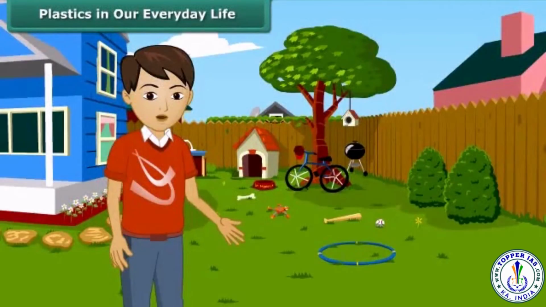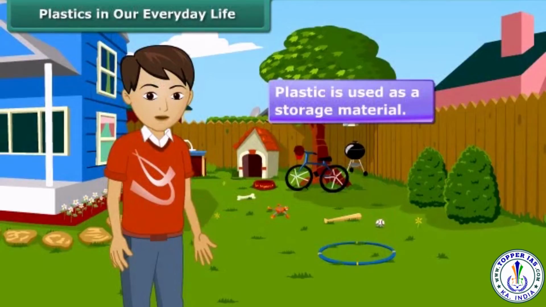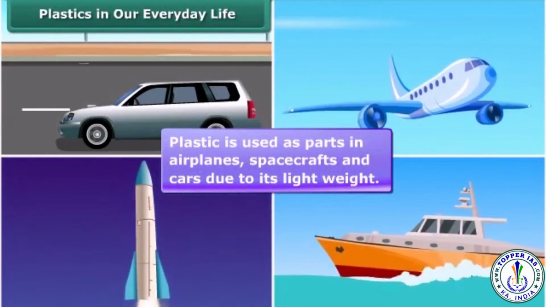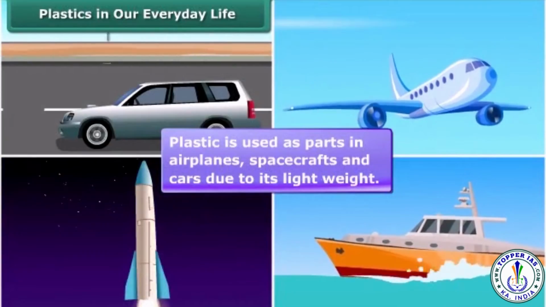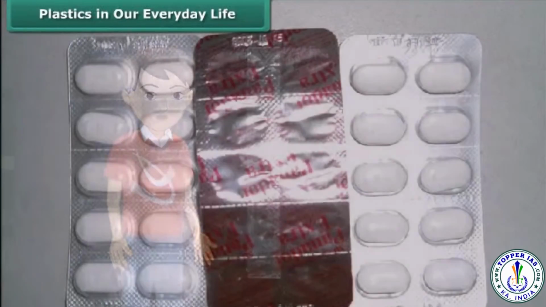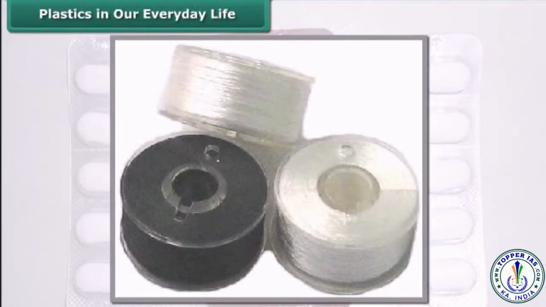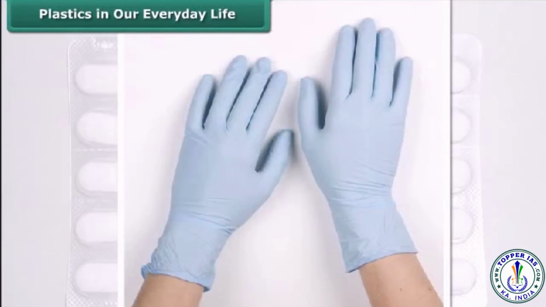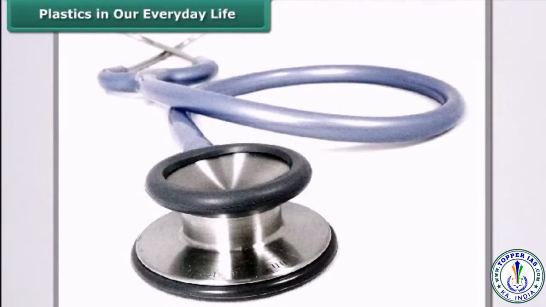Not even a single day passes when we haven't seen or used an object made of plastic. It has taken so much prominence in our lives due to a number of its properties which make it convenient to use. It is used as parts in airplanes, spacecrafts and cars due to its light weight and strength. These are extensively used in the healthcare industry for packaging of tablets, as threads used for stitching wounds, syringes, doctor's gloves, and a number of medical instruments.